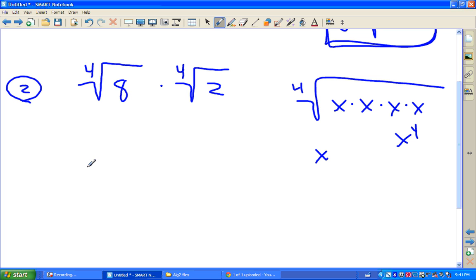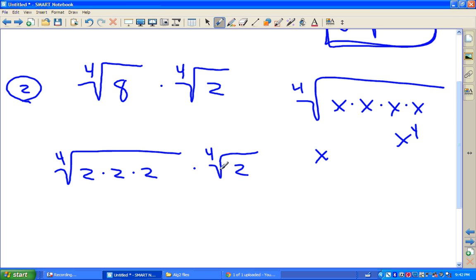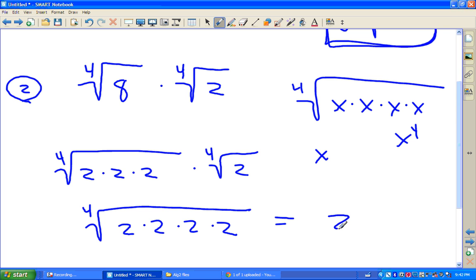There's no x's here, but I do know that 8 is 2 to the third, or 2 times 2 times 2. So I can rewrite this as the fourth root of 2 times 2 times 2. That's 8. And then when I multiply by the fourth root of another 2, put them all together. They have the same root. So that's just 2 times 2 times 2 times 2. Well, there's 4 2's there, 2 to the fourth. Just pull it out. That's equal to just 2. There's nothing left under the radical. That's my answer.